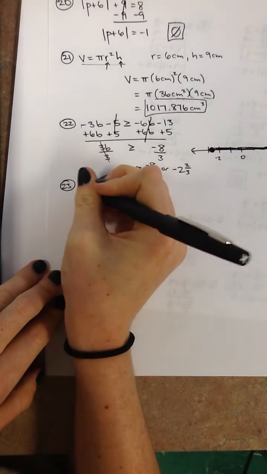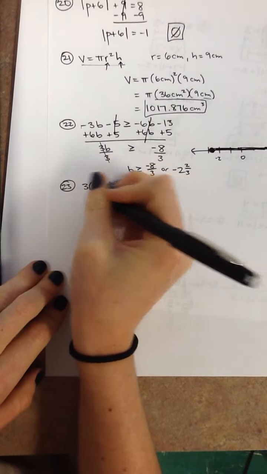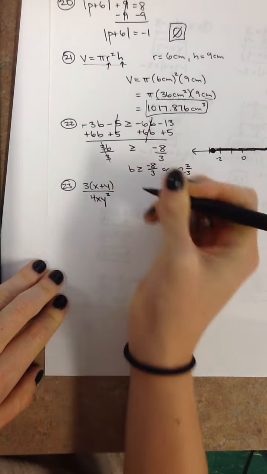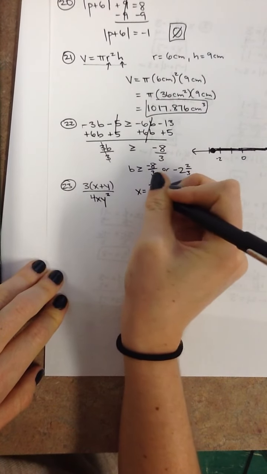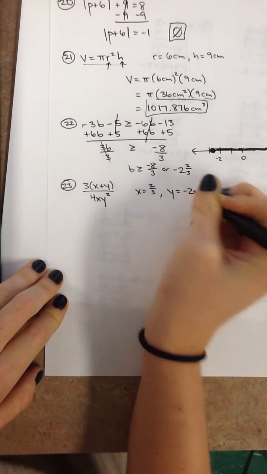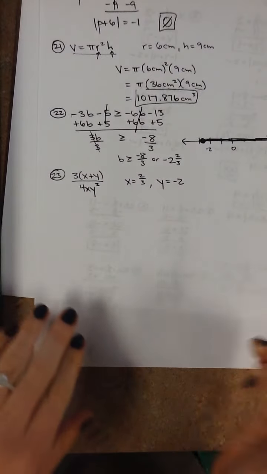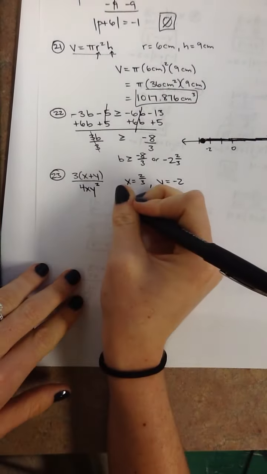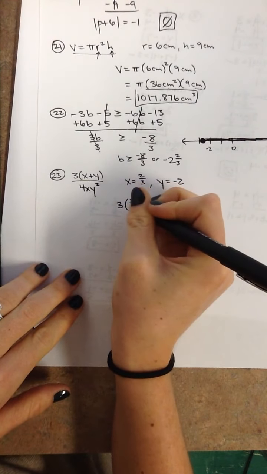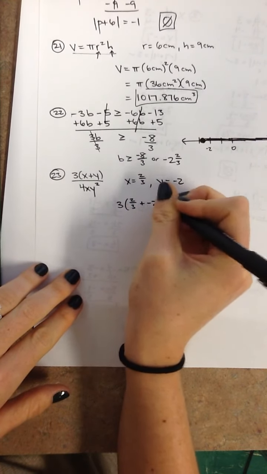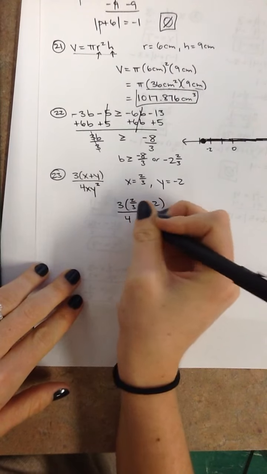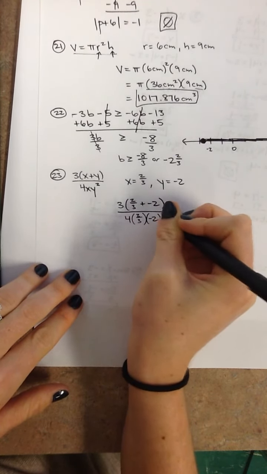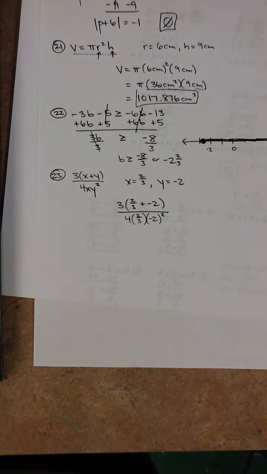23, we've got another one of these evaluating problems. If x equals 2/3 and y equals negative 2. So this is just like one of the first ones that we saw. You want to replace every x with a 2/3, every y with a negative 2. So this is definitely going to be trickier because of that fraction. Okay, so all we did there was we replaced the x and the y.